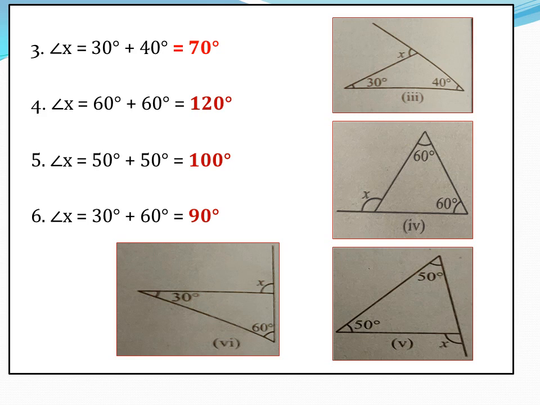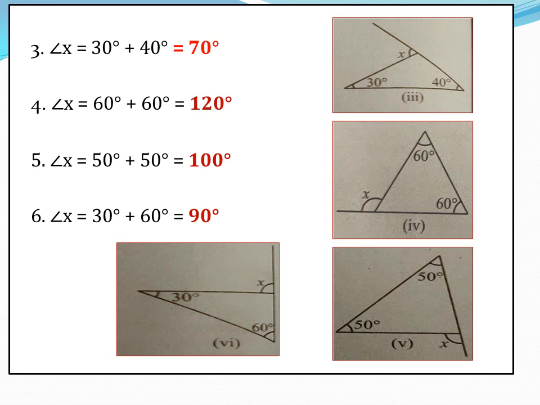Okay, children? Now, question number 4. Look at the diagram. There also, both interior opposite angles are given as 60 degrees and 60 degrees. And see the x, that is the exterior angle. The x is equal to 60 degrees plus 60 degrees, that is equal to 120 degrees. And this 120 degrees is the measure of x.